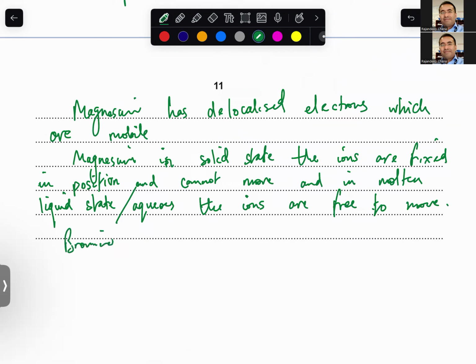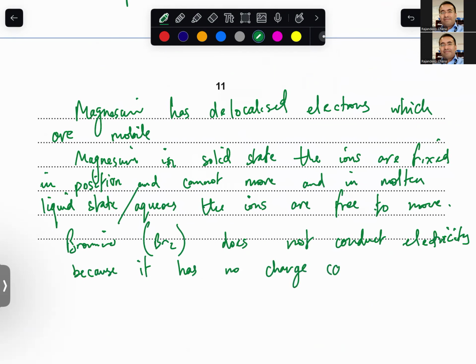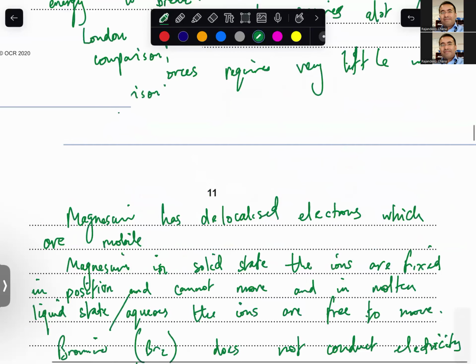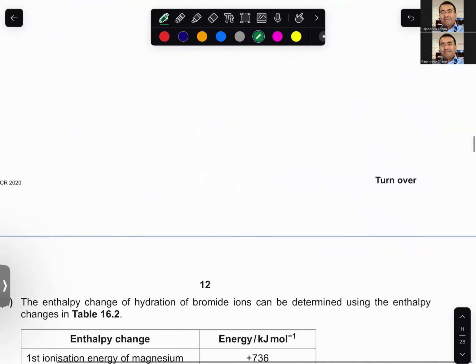Bromine, which is Br2, does not conduct electricity. Why is that? Because it has no charge carriers. You see the Br2 molecules, there's no full charges. They may have partial charges, but there's no full charges on them, which explains why it does not conduct electricity. These are all the main points, and you try to be as detailed as possible, and you'll gain all the marks from there. Moving on to the next part of the question.